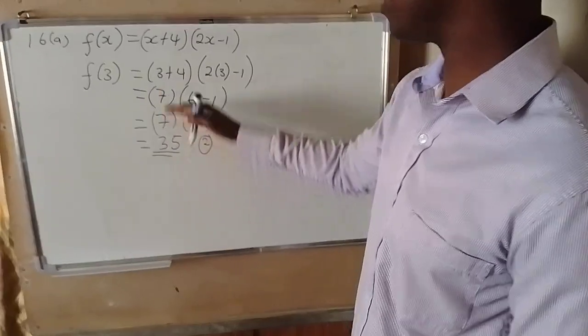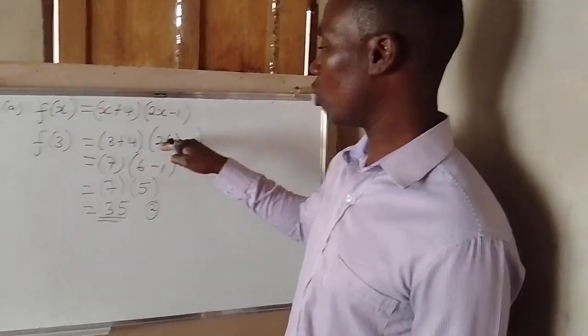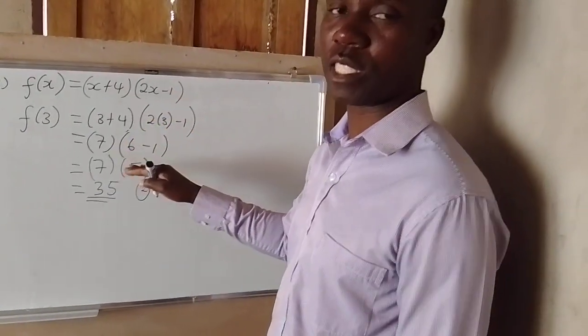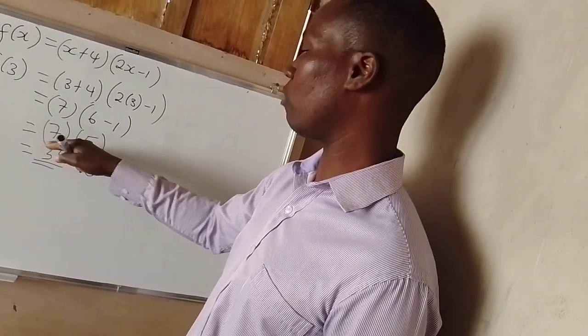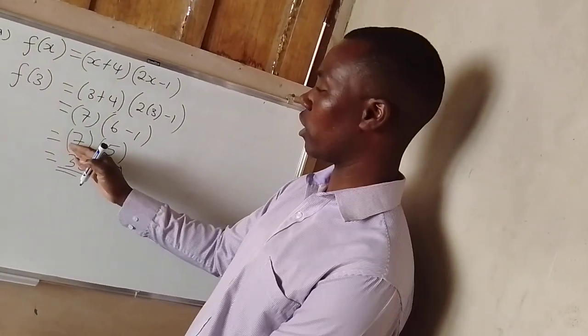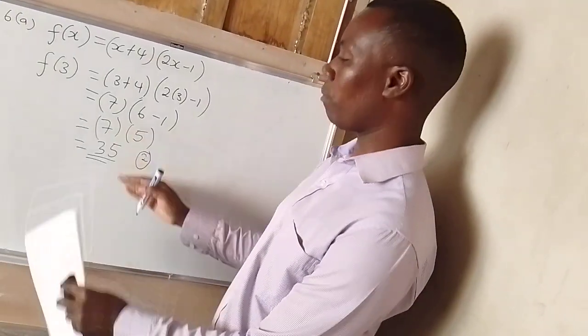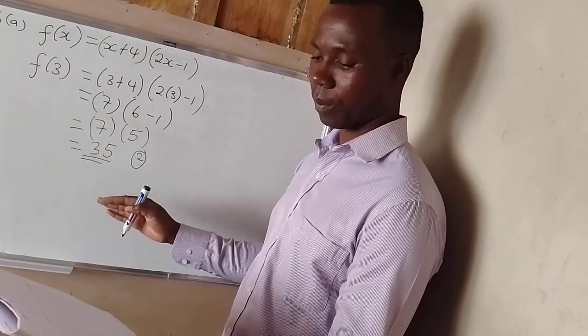So let's be very careful here. We need to simplify what is inside the bracket first, then we simplify. At the end we have 7 times 5. In this bracket we have 1 term, in this bracket we have 1 term. Then you multiply, get your 35.